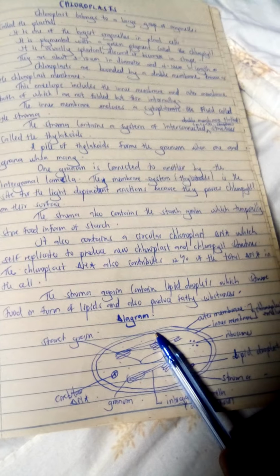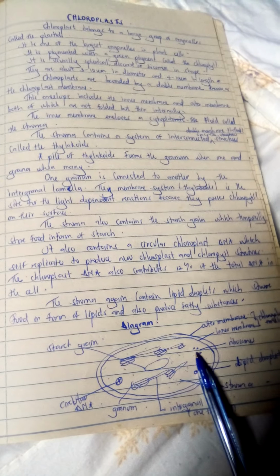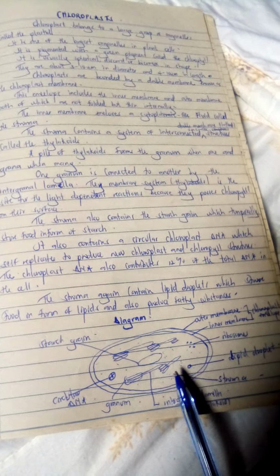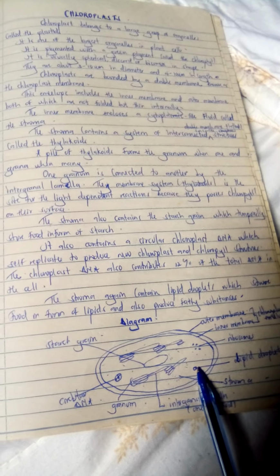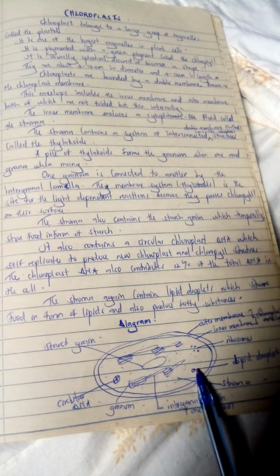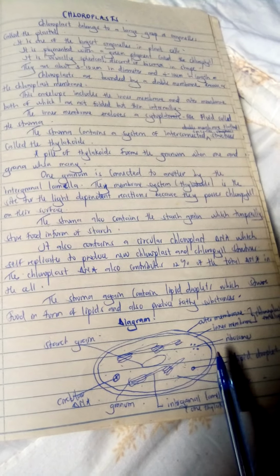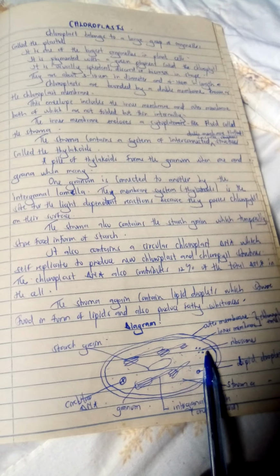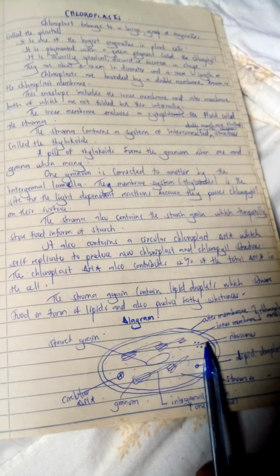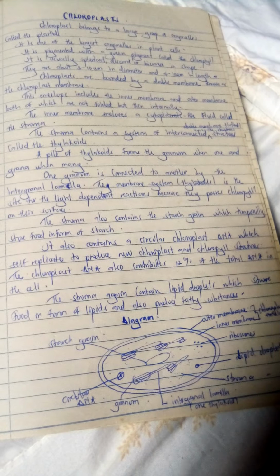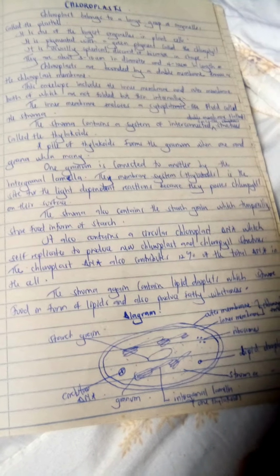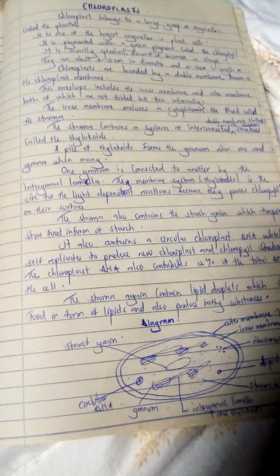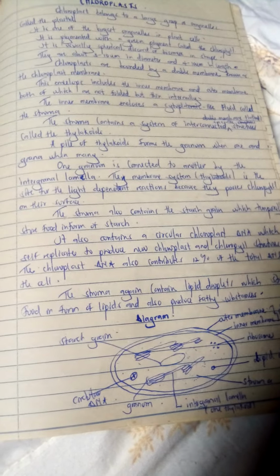So the stroma again contains the lipid droplets, these ones, which store food in the form of lipids and also produce fatty acids. You can go further into these 70S ribosomes, which are for synthesis of proteins and amino acids. Okay, that's the structure of the chloroplast.